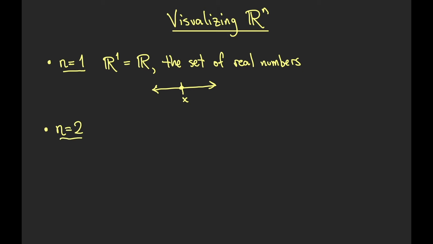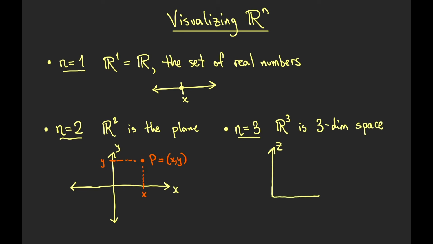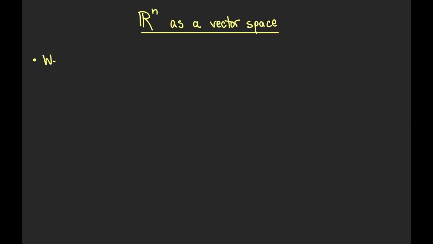In the case n equals 2, we can visualize R2, the 2-dimensional Euclidean space, as being the plane, where every point P, every dot on the plane, can be identified by its x and y coordinate. In 3-dimensional Euclidean space, of course, we try to draw a picture like this, with the z-axis going up, the y-axis to the right, and the x-axis kind of coming out of the board. And every point P can be identified with its x, y, and z coordinates. So in this way, the set Rn can be visualized like this, at least in dimensions 1, 2, and 3.